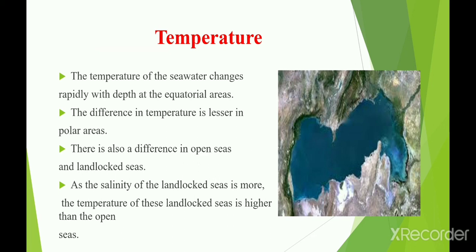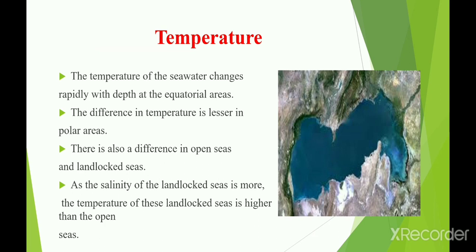Temperature is less in the polar areas because sun rays fall slanting here. There is also a difference in open seas and landlocked seas. Open seas are different and landlocked seas are different. Landlocked seas are seas that are totally surrounded by land, and they are not connected to any ocean. You can see in the picture, this is a landlocked sea.